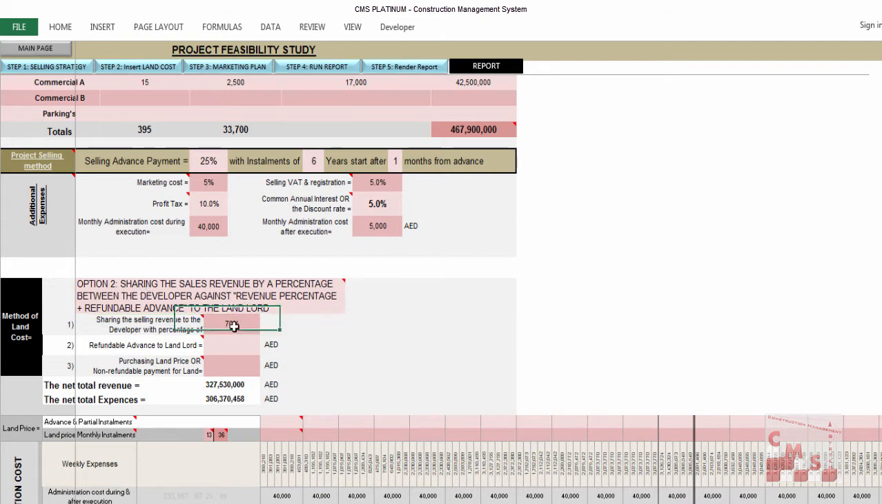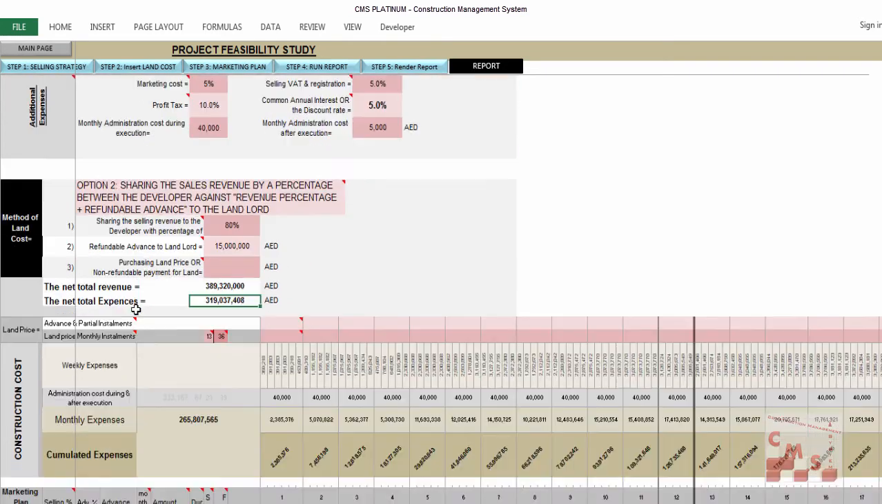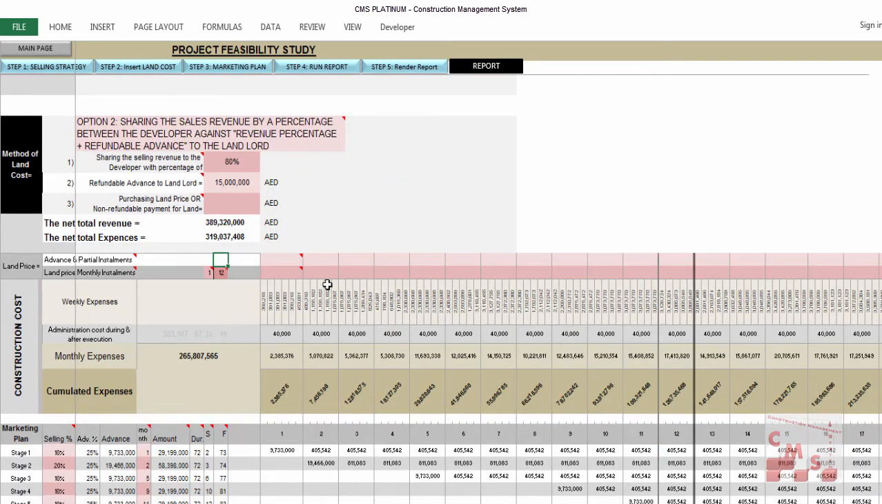Say we agree together on 80% for the developer, and the landlord asks for 15 million in advance as refundable, so you will add it here in refundable advance. You will find here your net revenue you will receive, and that's the total expense if you still work with the same marketing and selling plan. Let's see what the report says.